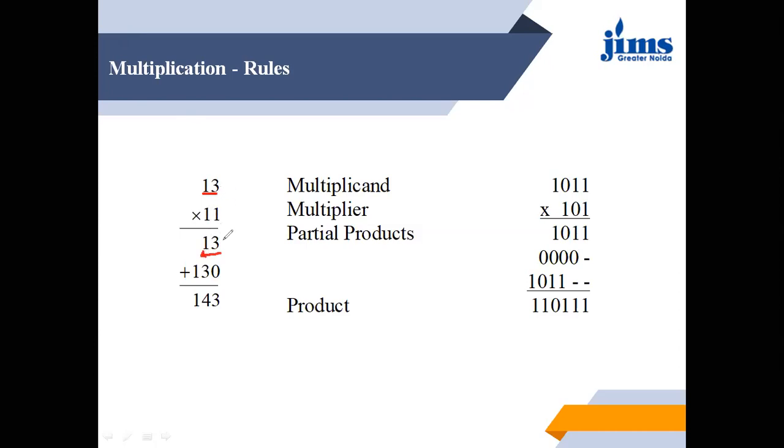So 1 multiplied by 3 is 3, and 1 multiplied by 1 is 1. These are partial products, and to find the final result, we have to add these numbers. So 3 plus 0 is 3, 1 plus 3 is 4, and 1 is only 1, so this is 143. This is the way that we follow in decimal multiplication.